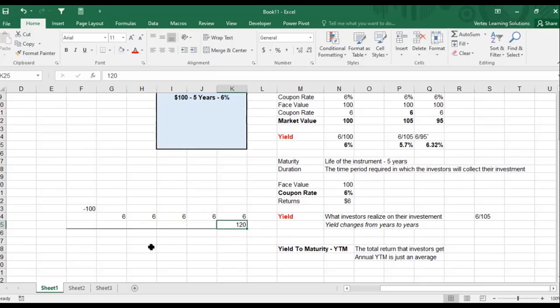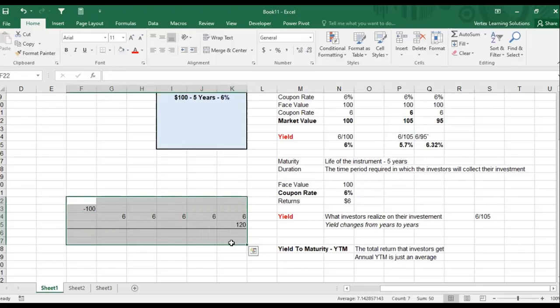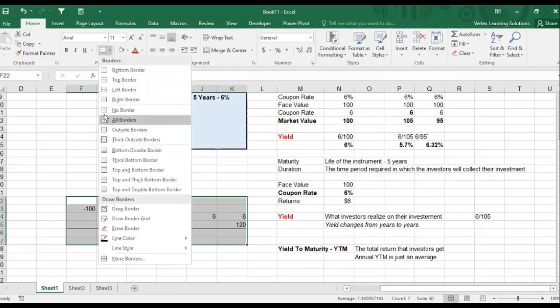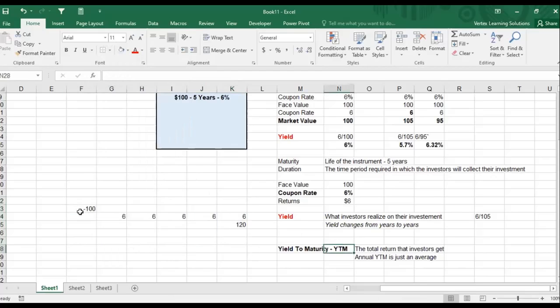So yield to maturity is not for 1 year. You calculate what a bond will give in its entire life, not just in 1 year, but over its entire life. And then you divide it, you find out the average, and you say, okay, the average YTM is this much. So this is called yield and yield to maturity.